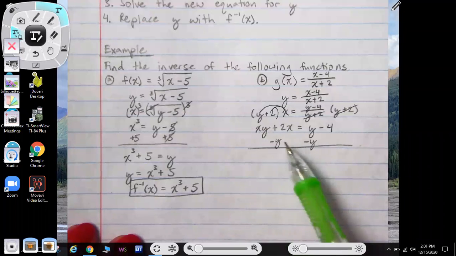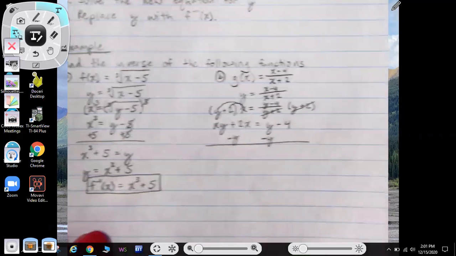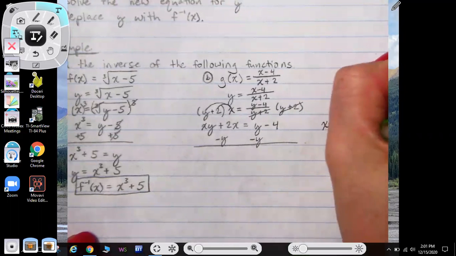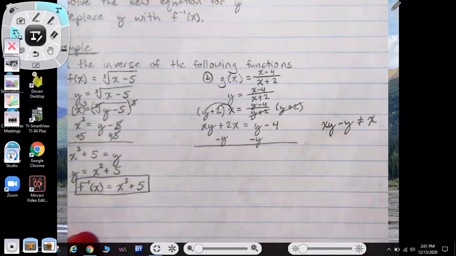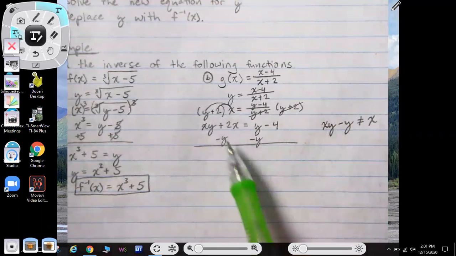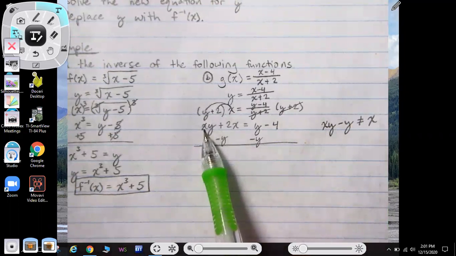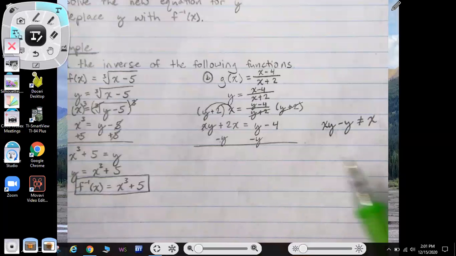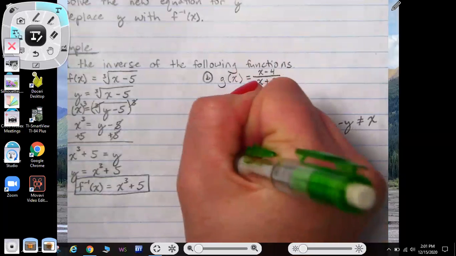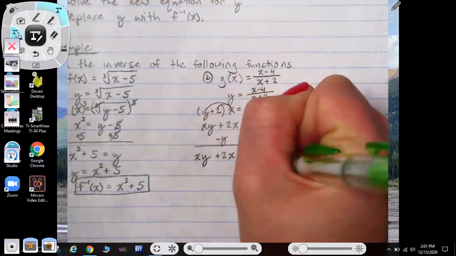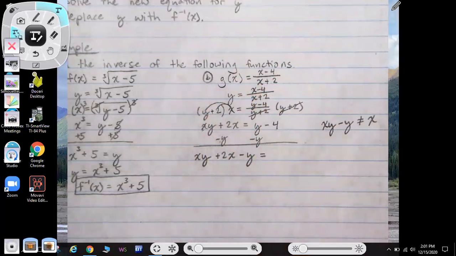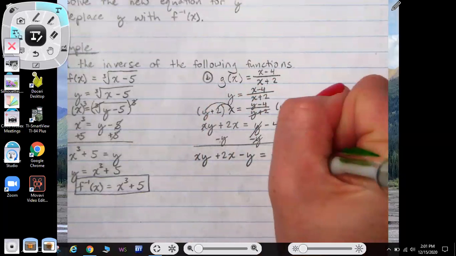Now, xy minus y does not equal x. In order to subtract or add terms, they have to be like terms, which means they have the same variables and the same exponents on those variables. Since these two terms don't have the exact same variables, this one has an x and this one doesn't, we can't actually subtract. We're just going to have to write this as xy plus 2x minus y. On the right side, the y is canceled, and we're left with negative 4.